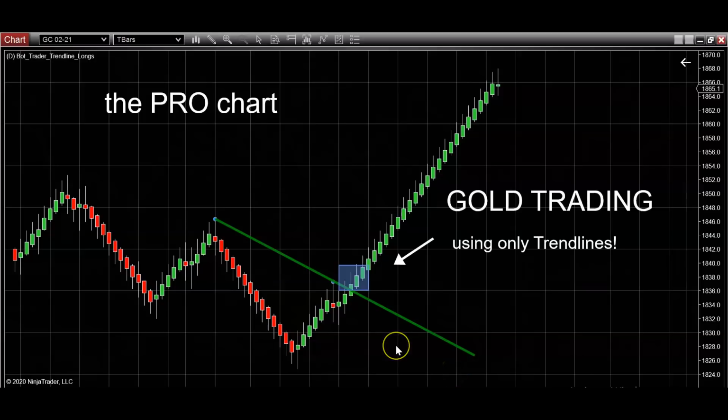And then I'm also going to show you how to draw a simple trend line on your gold chart to catch huge potential winners. Let's do it.